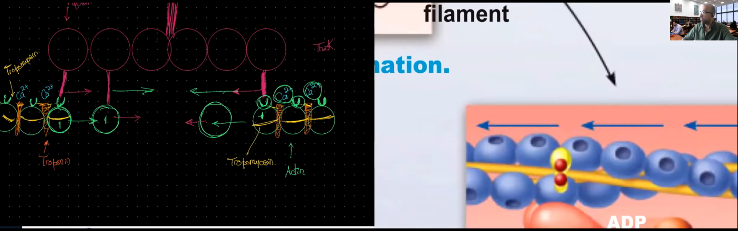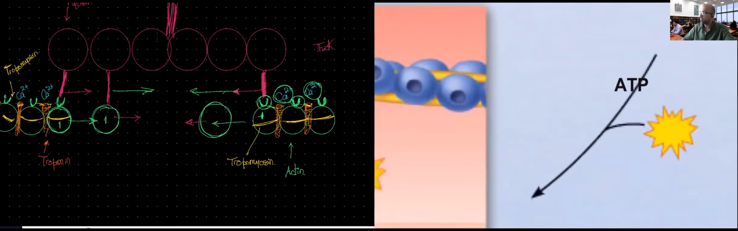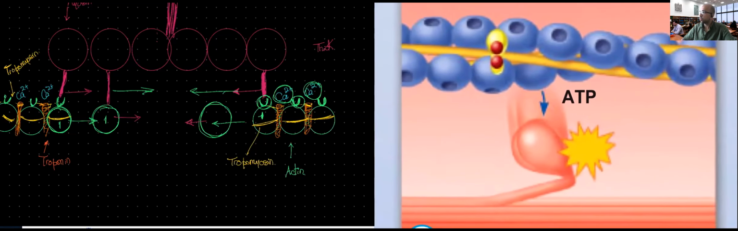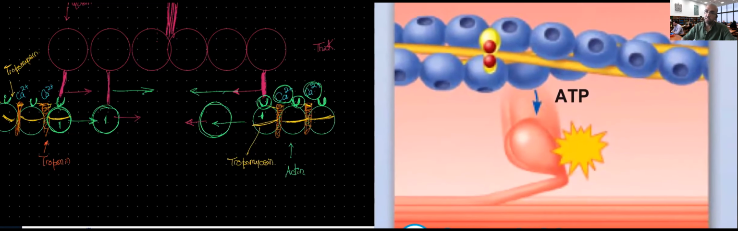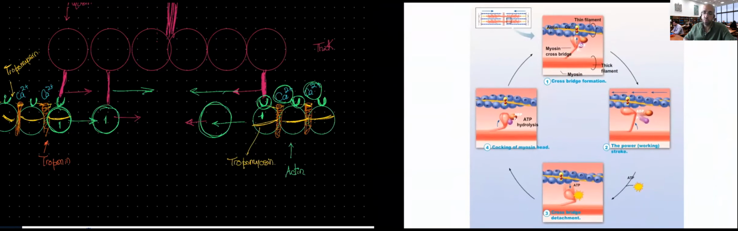You bend, pulling the thin filament. As you bend, you're sliding the thin filament along the thick filament, and then you unbind to bind to the next one. You bind, bend, detach, bind, bend, detach, bind, bend, detach. A cycle here is what we call the cross bridge cycle. This will take place in order for you to allow the sliding of the thin filaments along the thick filaments.